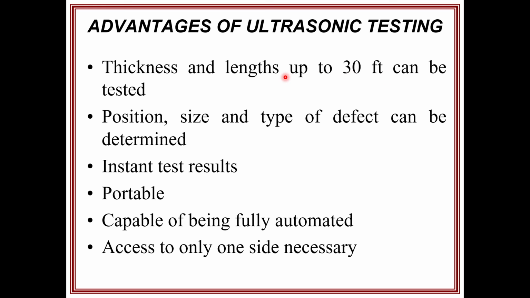So thickness and length up to 30 feet can be tested. 30 feet thickness can be tested using this ultrasonic testing without destroying the material, and position, size, and type of defect can be determined. So we can easily identify the position, size, and the type of defect also. Instant test results. So there is no time lag between the test results. Portable. This equipment is also simple, capable of being fully automated. So nowadays the automated technique is also there in ultrasonic testing.